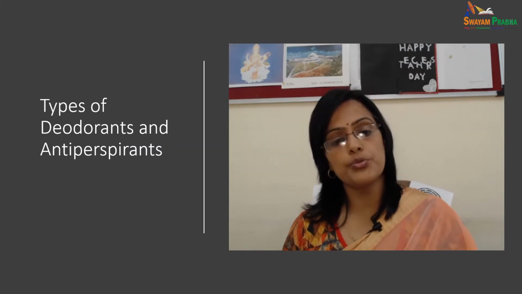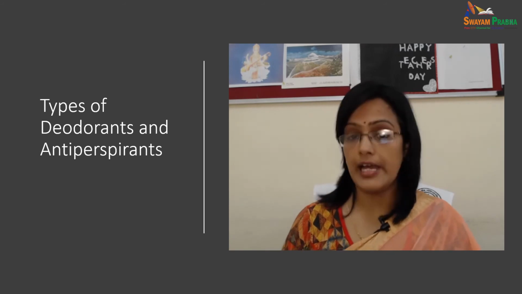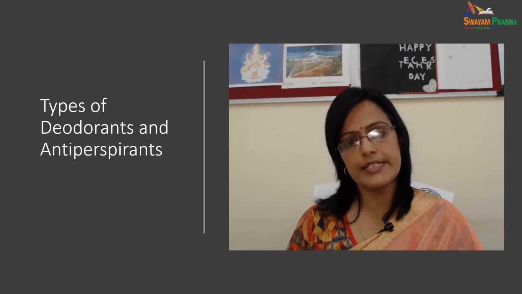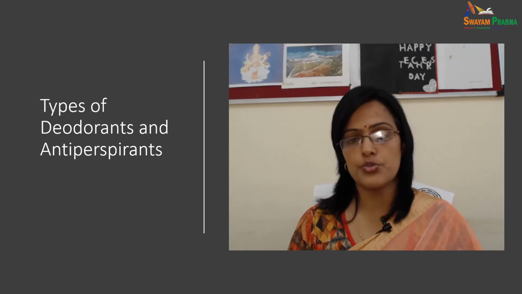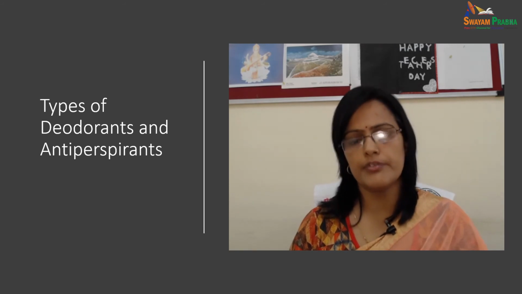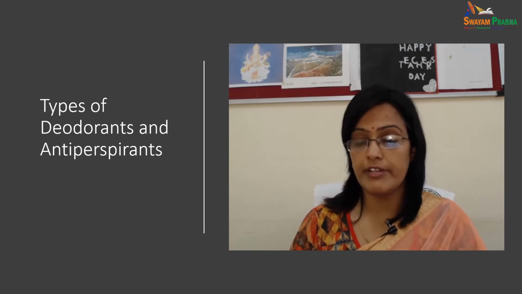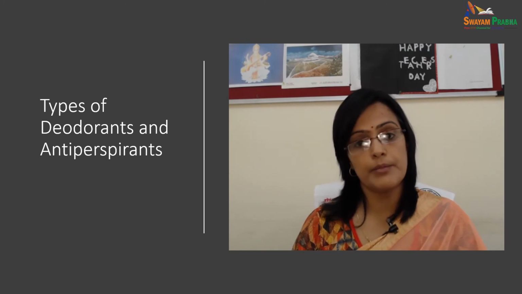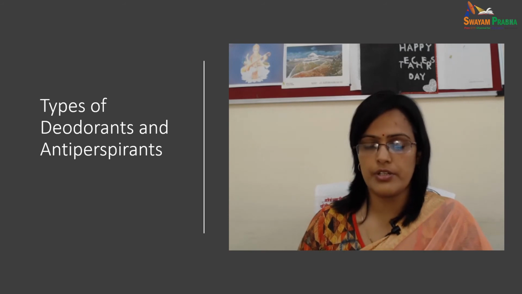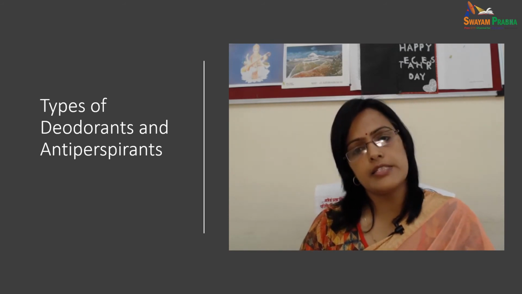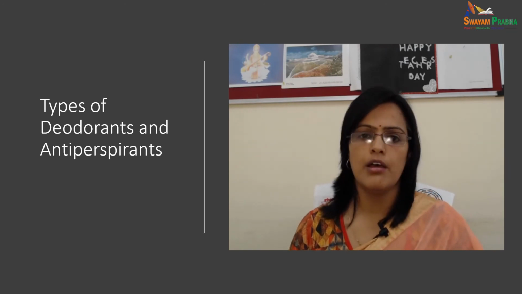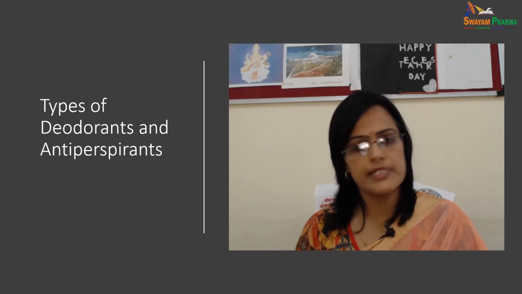Okay, now moving to the types of deodorant and antiperspirant. Dear students, deodorants and antiperspirants are both found in shops and in the online market in a variety of different forms. Each of them accomplishes its primary goal, either deodorizing or reducing sweat secretion, and has a few advantages and disadvantages. So what are these types of products? Let's see.